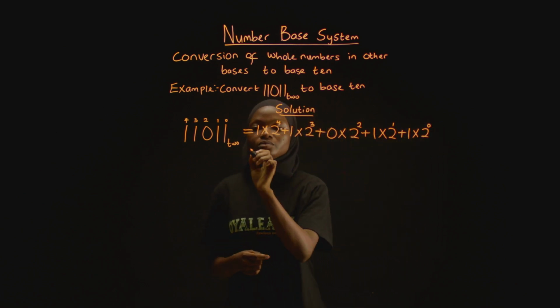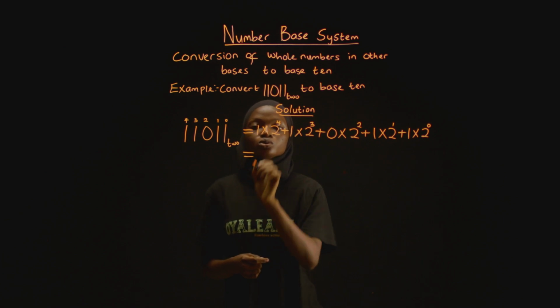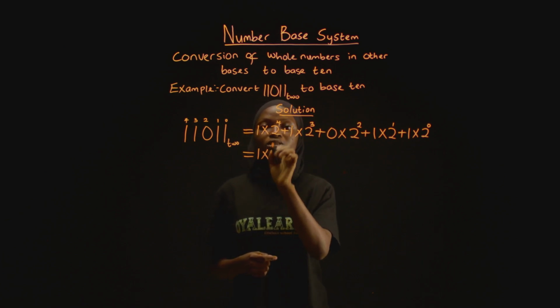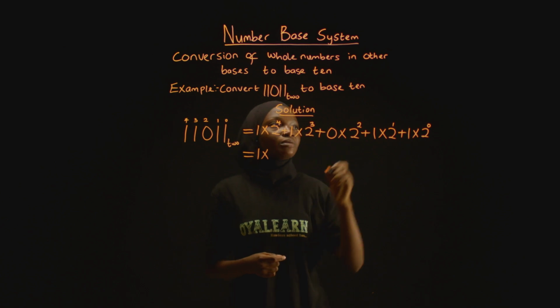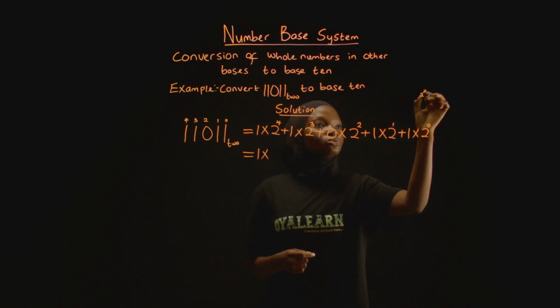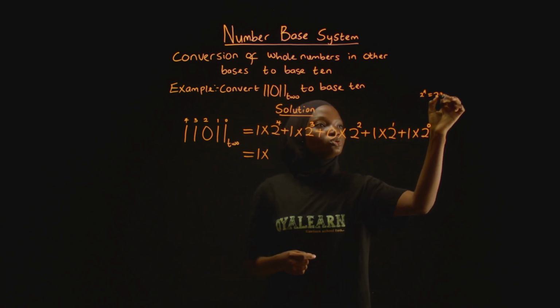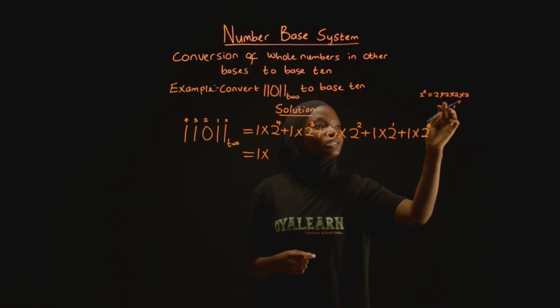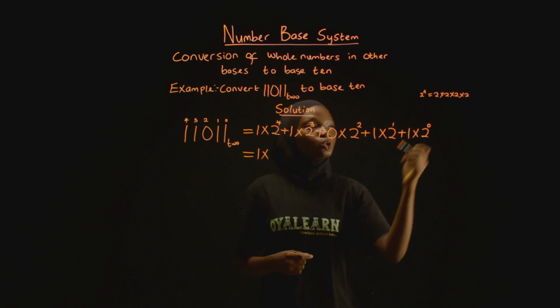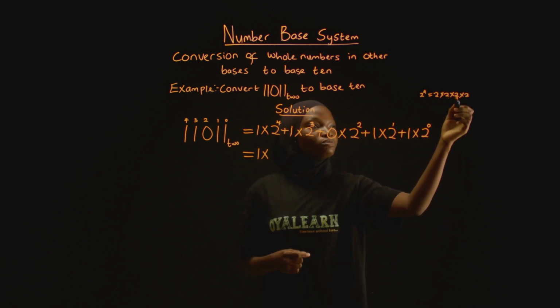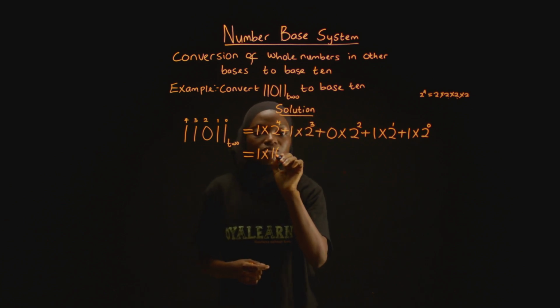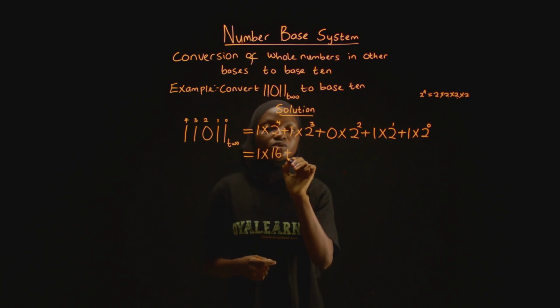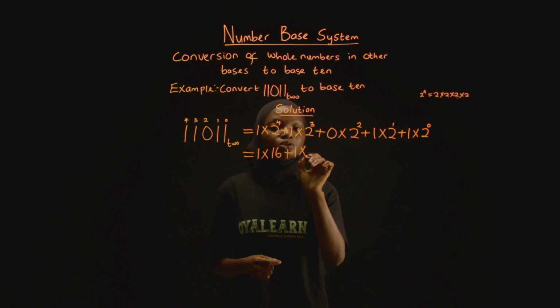Then we simplify. This becomes equal to 1 multiplied by 2 raised to the power of 4. That means 2 times 2 times 2 times 2. 4 times, 1, 2, 3, 4. So 2 multiplied by 2 here, that's 4. Multiplied by 2, 8. Multiplied by 2, 16. So you have 16 here, plus 1 multiplied by 2 raised to the power of 3.